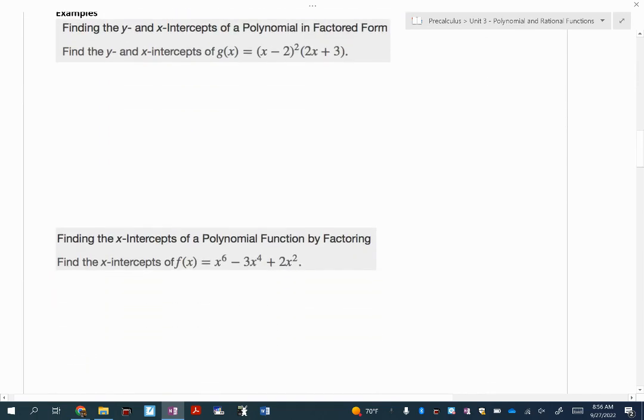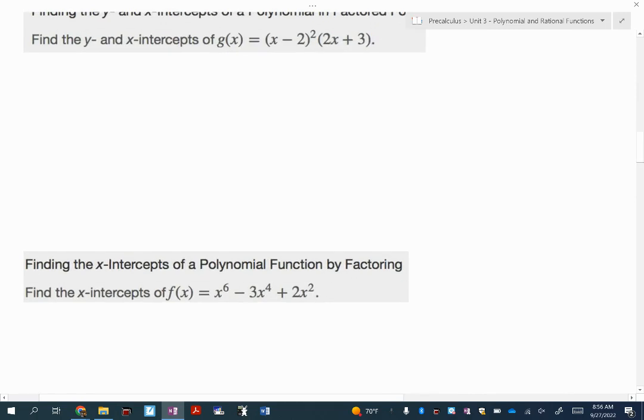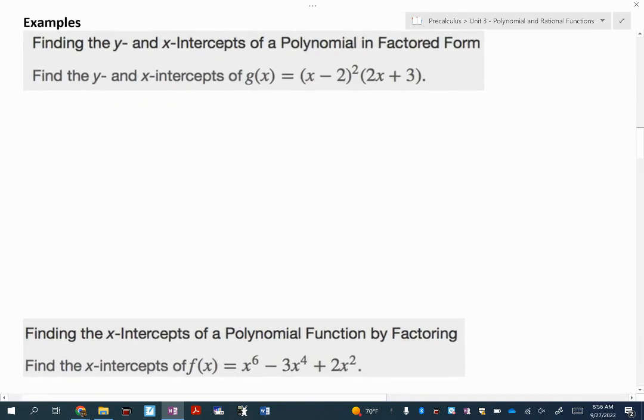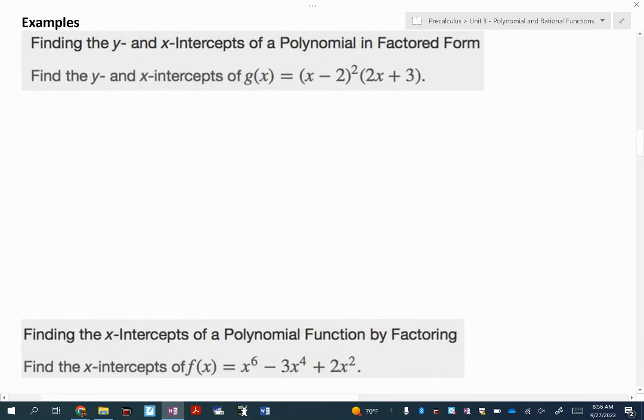So this is kind of a continuation of the last lesson. I'm going to show you again how to find those zeros. Sometimes the polynomial will already be factored, like in this first example, and in the second example, you might have to do some of your own factoring. So let's find the y-intercept first. I always think that's the easiest.